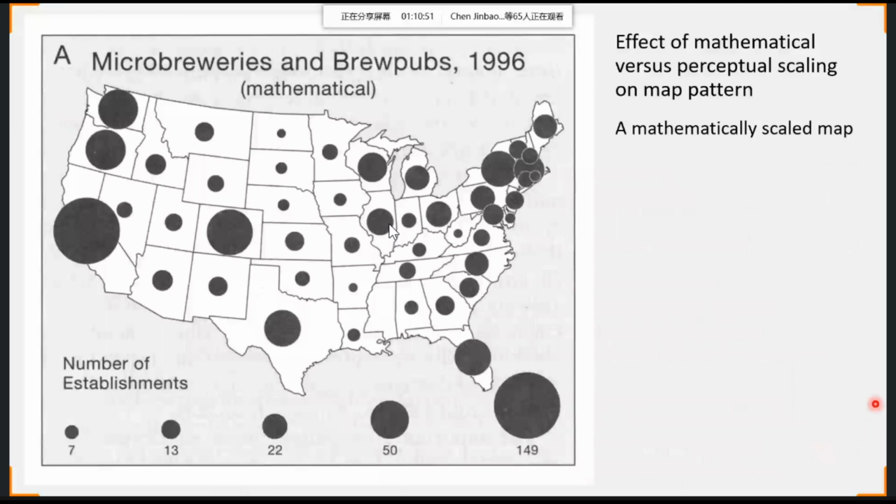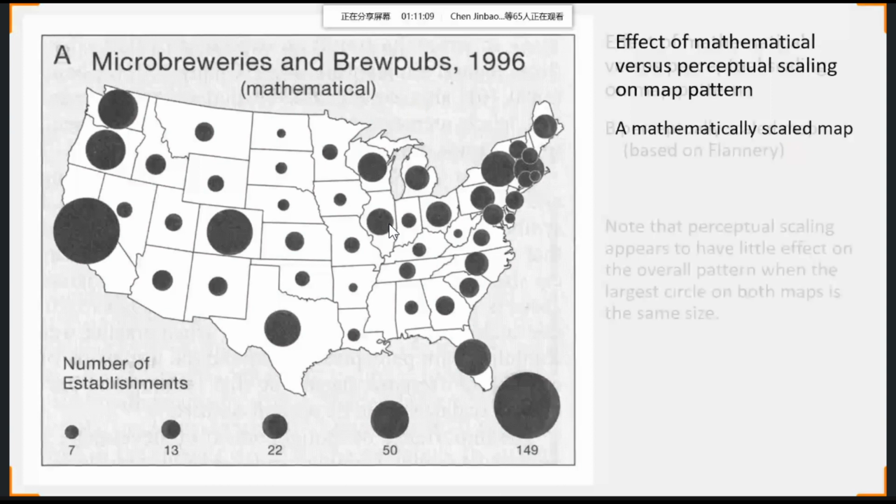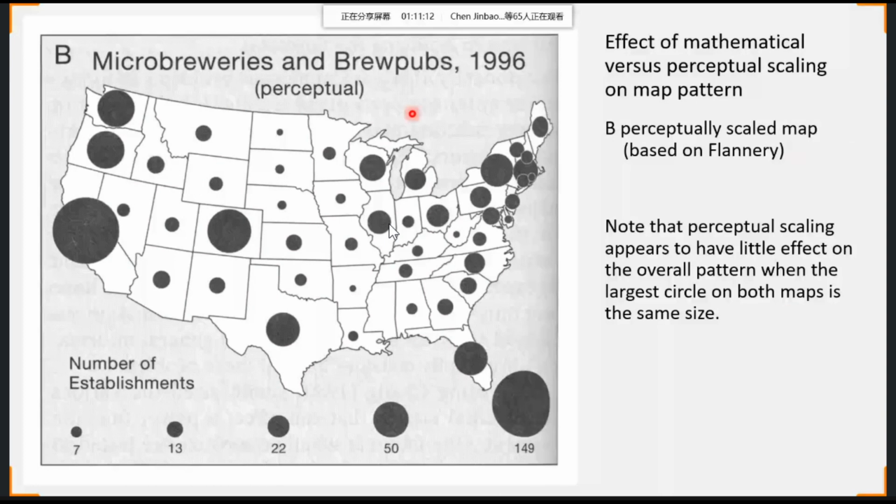Now let's check out an example. There are again the microbreweries and brewpubs in 1996. Here we have mathematical scaling in this example. And now we have perceptual scaling based on Flannery. Note that perceptual scaling appears to have little effect on the overall pattern when the largest circle on both maps is the same size.